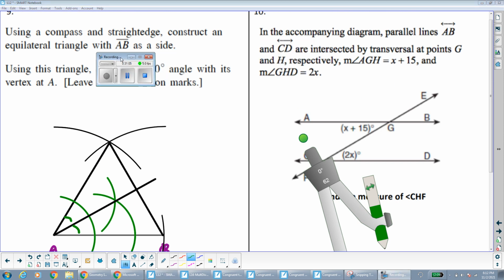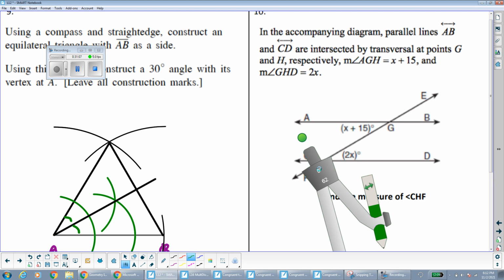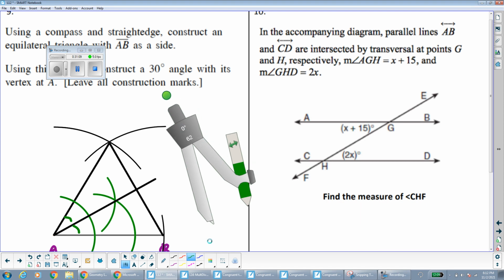Okay, let's check out number 10. So number 10 is asking us to find the measurement of angle CHF. In order to do that, I'm just going to highlight my two parallel lines. And I'm also going to highlight the transversal for you guys. Let me try to do that a bit thinner. So here are my two parallel lines. In the question, they tell us that AB and CD are parallel to each other.